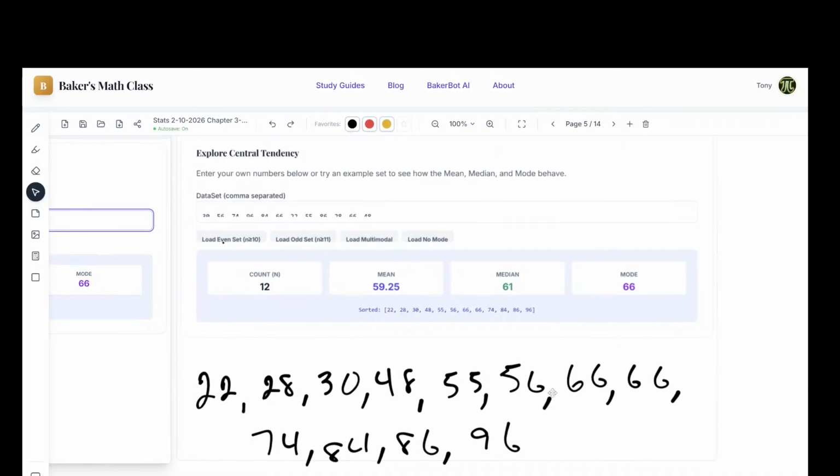So we add them all up and divide. We got 59.25. Your mean does not have to be one of your numbers. But it should make sense with your data. If we look at all these numbers, we're going from 22 to 96. 59 sounds about the middle. Sounds right in the middle there. That would kind of make sense.